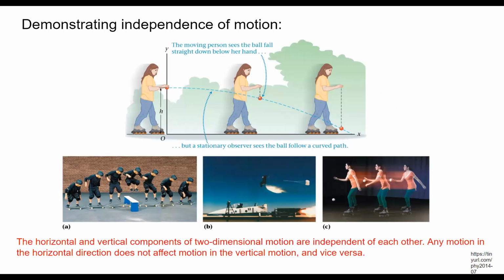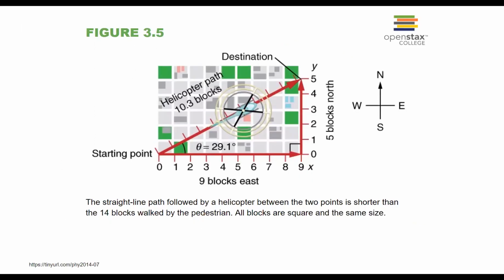As I said, many times the motion is two-dimensional. For example, like the helicopter here in this slide. If you are walking from the starting point to the final point, you will have to go in this direction first, and then in that direction. But if you are riding a helicopter, then you can go straight from here to there.